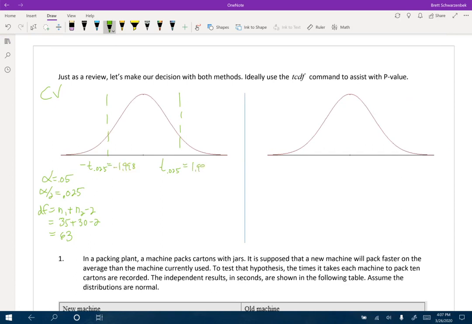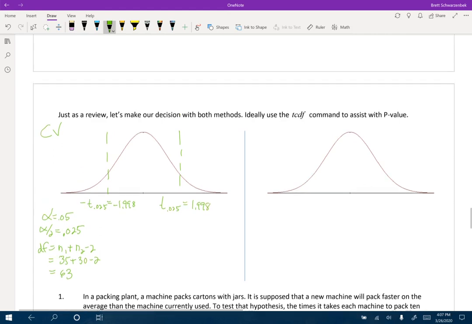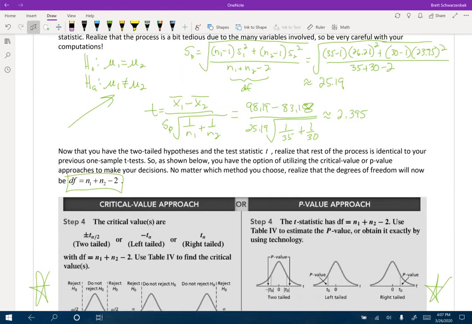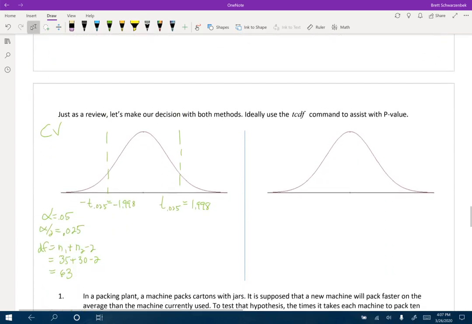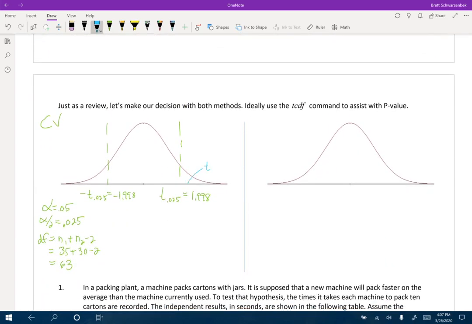So what's the only thing left? We have to go back and look at our test statistics. So right here, this is our 2.395. We want to place it where it belongs chronologically. And clearly, this is in what region? Well, in the tails, we have reject, and in the non-tails, we have do not reject. So this is clearly in the rejection region. So our final decision is to reject H naught.